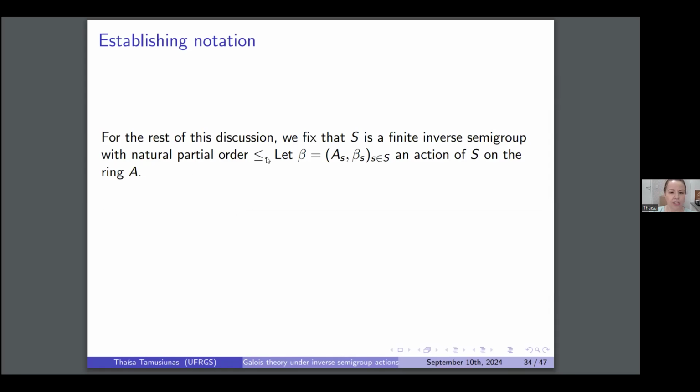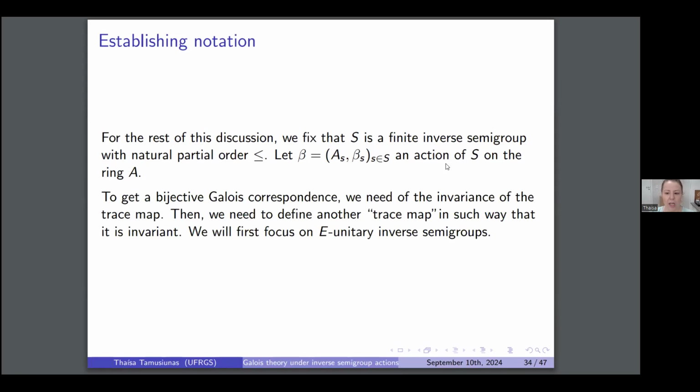So for the rest of this discussion, we are fixing that S is a finite inverse semigroup, and this is the natural partial order associated. And beta is an action of S on the ring A. And we are now defining another trace map. We will first work with E-unitary inverse semigroups to construct this new trace map.